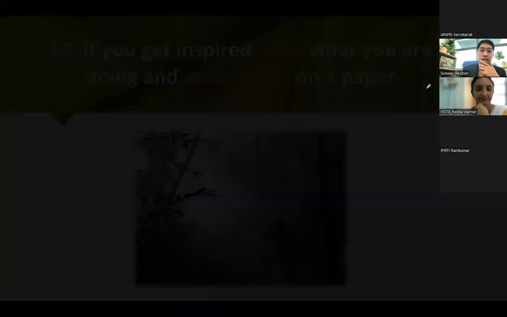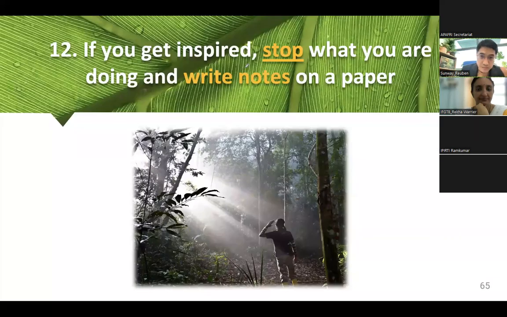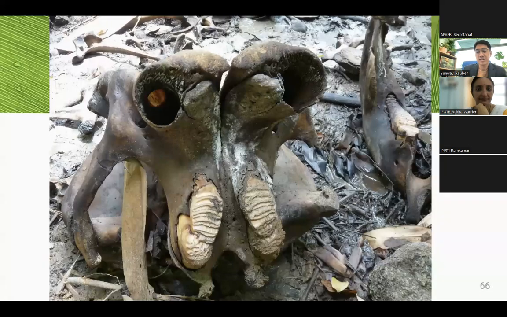Number 12, if you get inspired by a particular topic, you observe something, you're asking a question, why is this so? If you come up with a research topic, try and write down notes on the paper. Stop what you're doing, write some notes, scribble down, open your phone, write an email. Because sometimes if you don't write these notes, you forget what you're planning to do in the first place. So this is one example.